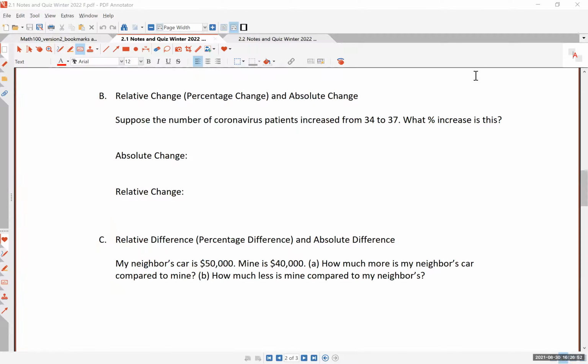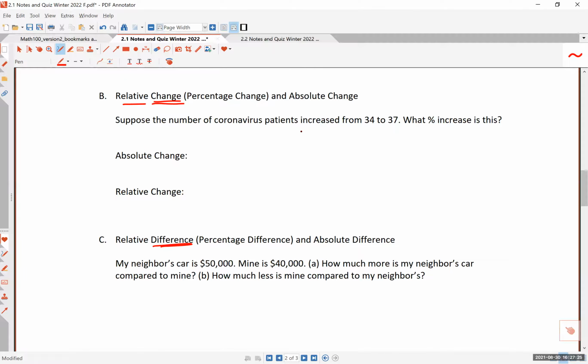Okay, so there are two applications of percentages in section 2.1 after we have covered the basics. One has to do with this concept of relative change, and the other is relative difference. Both of these have to do with comparing two numbers. Change, of course, means from one number to another with respect to time, and the difference is simply to compare two numbers at the same time. All right, so let's look at the idea of relative change first.